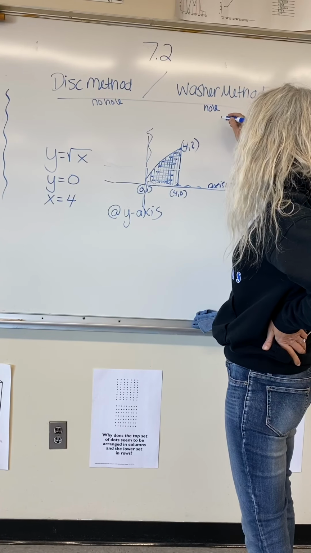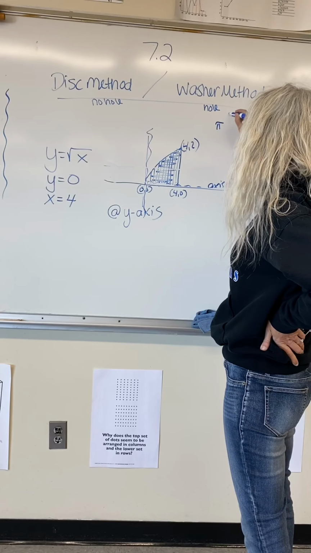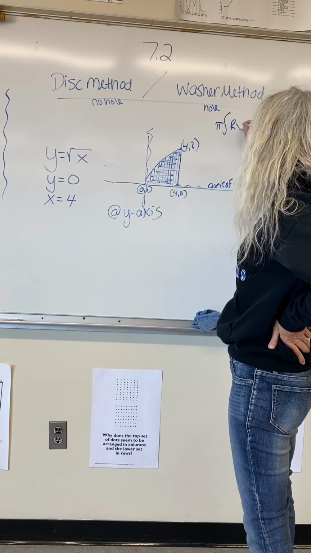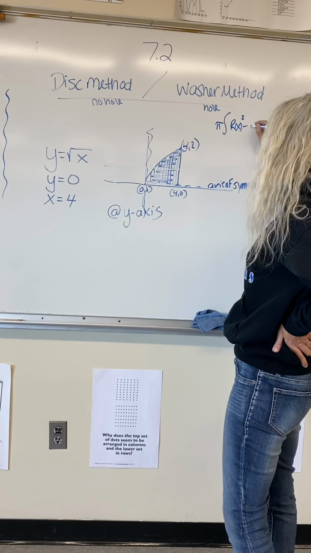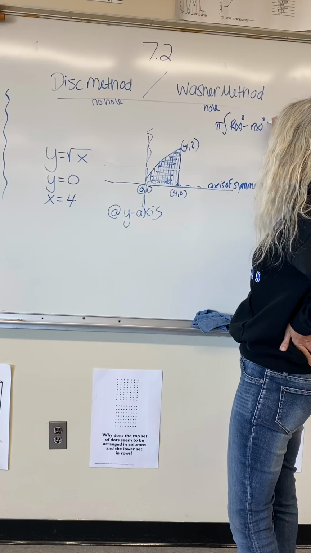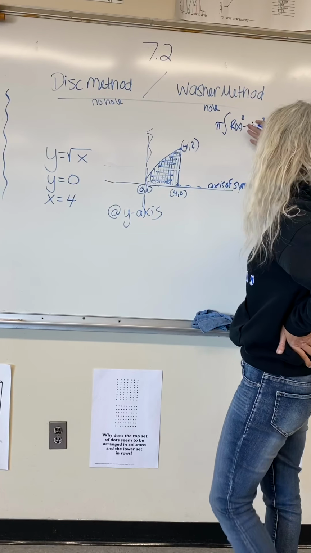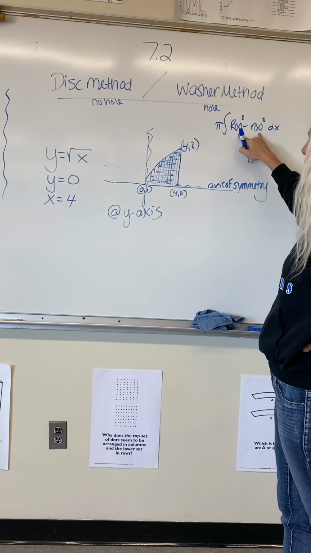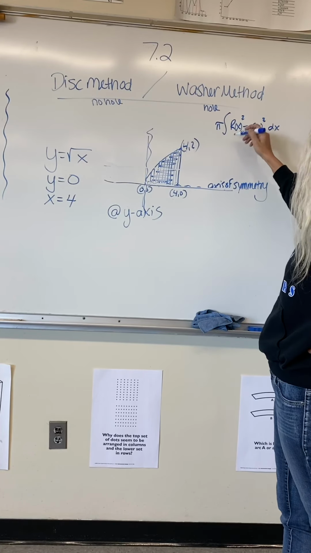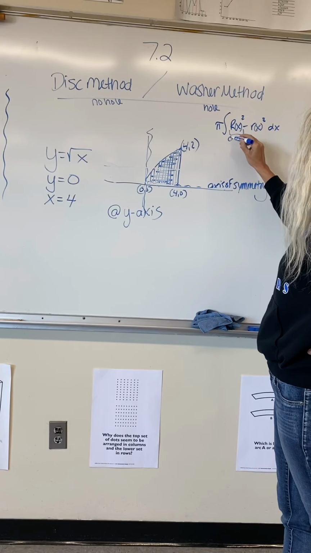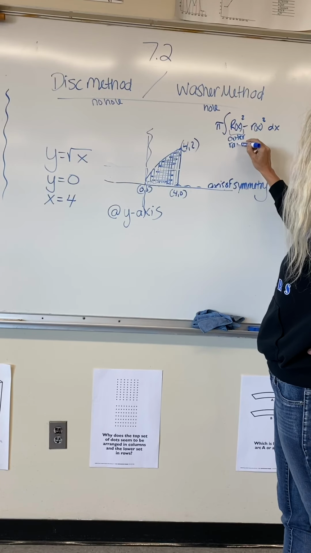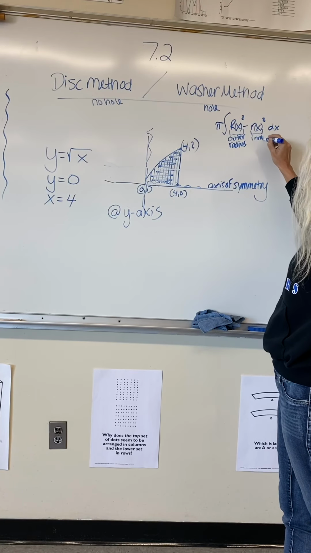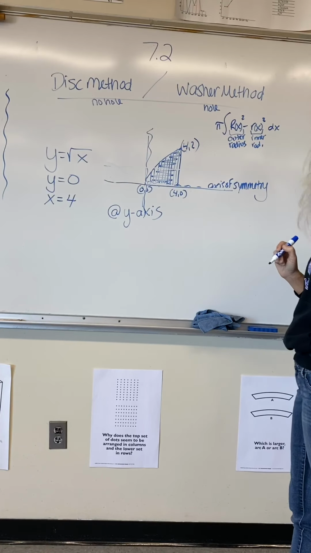So if we have the washer method, it's still going to be pi, and it's still going to be either a to b of x values or y values, but you're going to see capital R of x squared minus lowercase r of x squared. I'm going to say x's or y's depending on if the function is in terms of x. Let's just do in terms of x right now. Swap them for y's if it's a vertical axis of revolution. The capital R of x is the outer radius. Lowercase r of x is the inner radius.